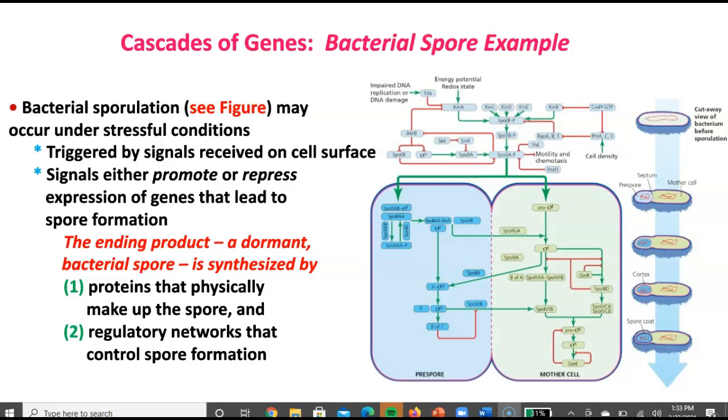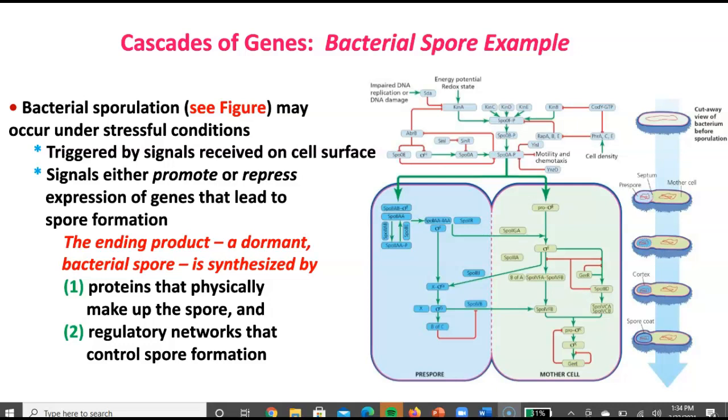So first of all, as I mentioned, this whole cascade is triggered by signals, environmental signals, that are received on the cell surface. So that's where it all begins. And these signals either promote or repress the expression of genes. Both promoters and repressors can happen and do happen in these cascades. And this, of course, leads to spore formation. And the end product of this whole cascade is a dormant bacterial spore.